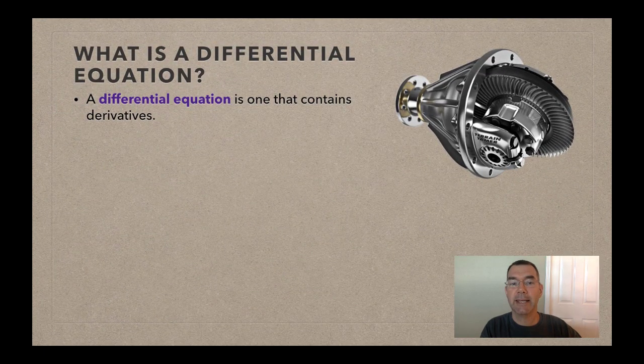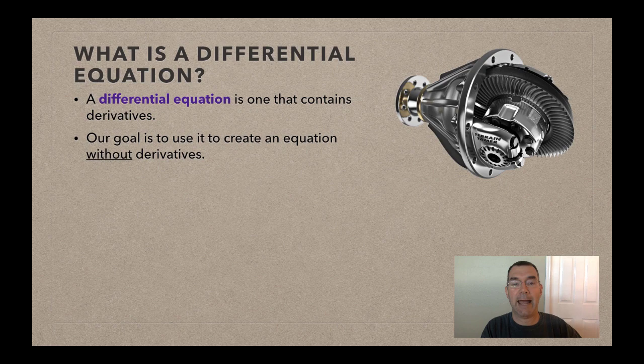What it is, it's an equation that actually contains derivatives in it. So anything that has a dy dx or an f prime or something like that in it where we need to solve for the actual function itself. So the goal is to use that and integrate it somehow, find the antiderivative somehow to create an equation that doesn't have derivatives in it.